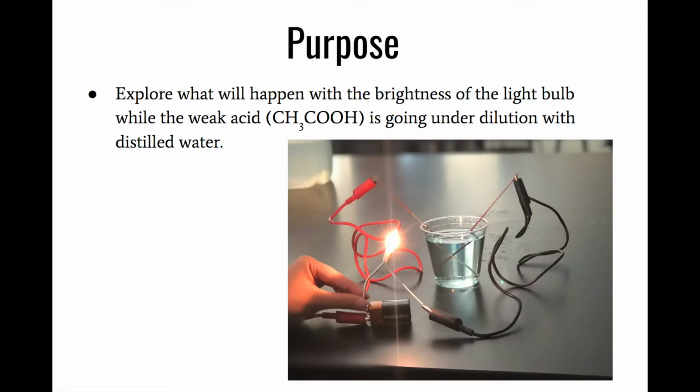To introduce this lab, we're going to begin by discussing the theory behind it. Ionization is the process of gaining or losing electrons, resulting in a change of charge on the atom. Strong acids, when dissolved in water, will ionize completely, while in comparison, weak acids will only ionize slightly. In this lab, the ionization of acetic acid will be measured through the brightness of the light bulb. To further explain, the more ionized the acid, the brighter the bulb will be.